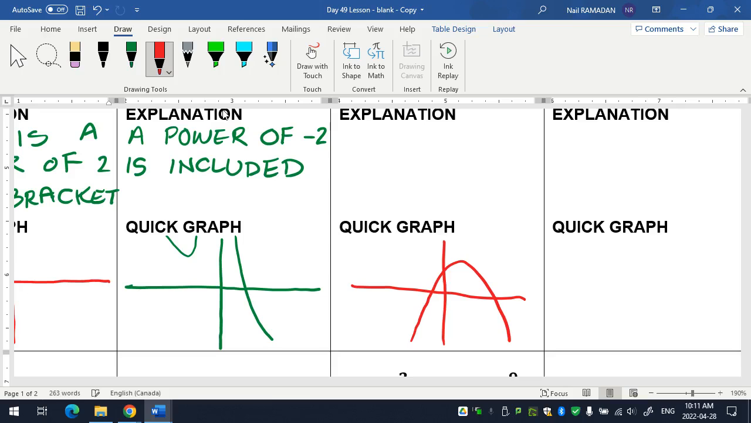Okay, so what's the explanation? The explanation is there is a power of 2 above the variable. I want you to say above the variable.